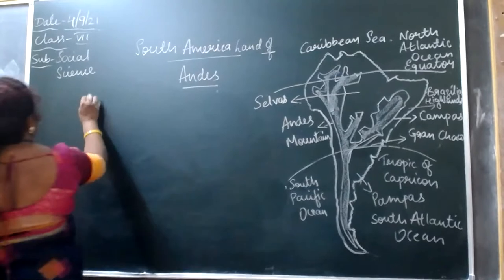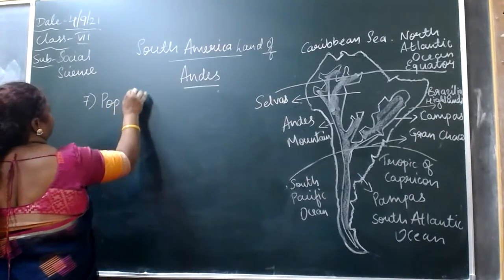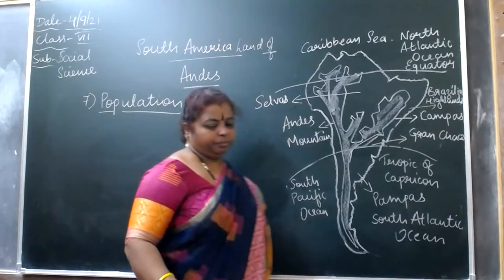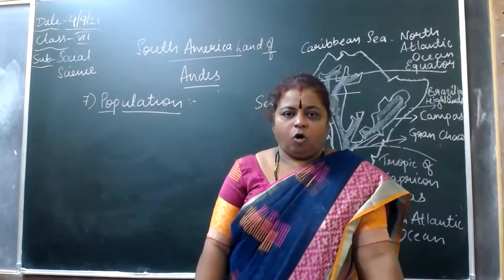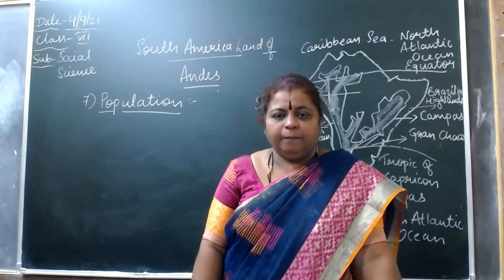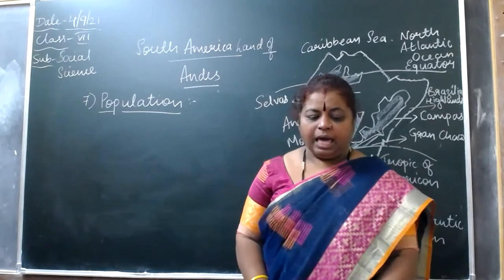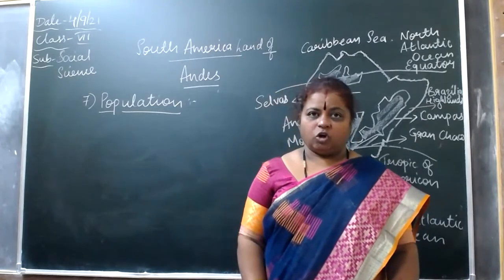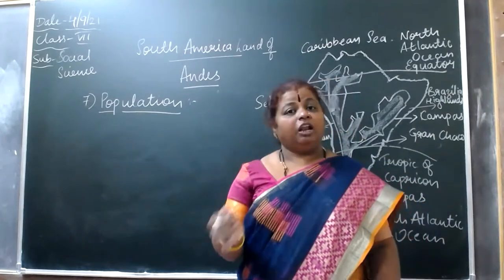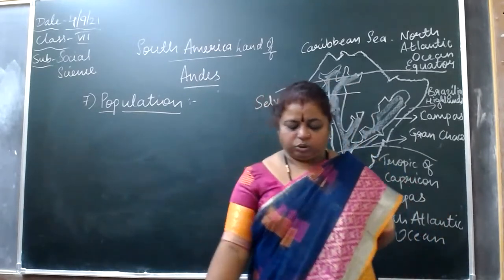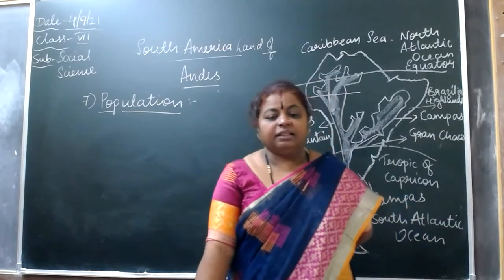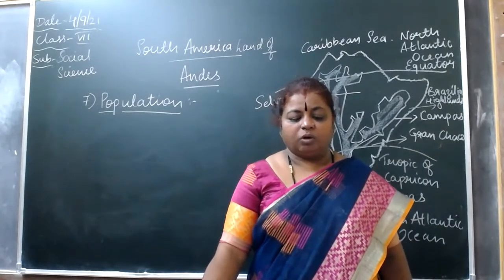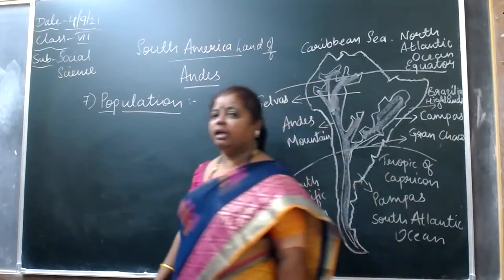The second topic is population. The inhabitants of South America belong to mixed racial groups. Amazon Indians and Inca Indians are the natives of that place. Later on, Europeans came in search of gold and settled there. Who are the natives of that region? Amazon Indians and Inca Indians.